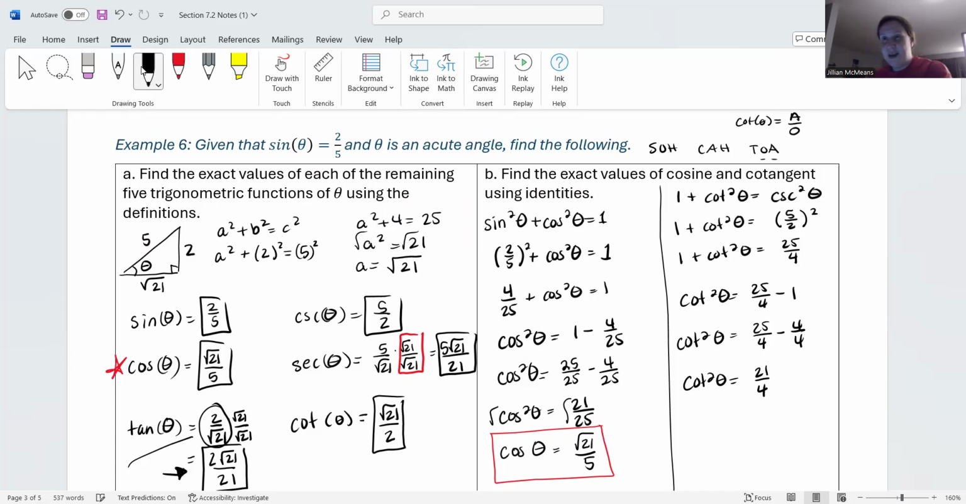So that tells me that cotangent squared theta is equal to 21/4. Now again, I've got cotangent squared, but I want cotangent. So if I just take the square root of both sides, I get that cotangent of theta is equal to the square root of 21 over the square root of 4, which is just 2. And where did we have that one? Right here. So you can see, again, it matches. Whichever one works for you, you can use identities or you can use right triangle trigonometry. Either way, you get the same answer.